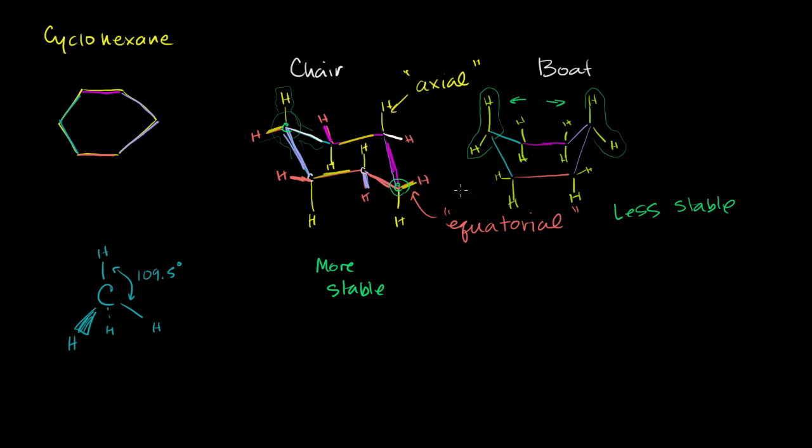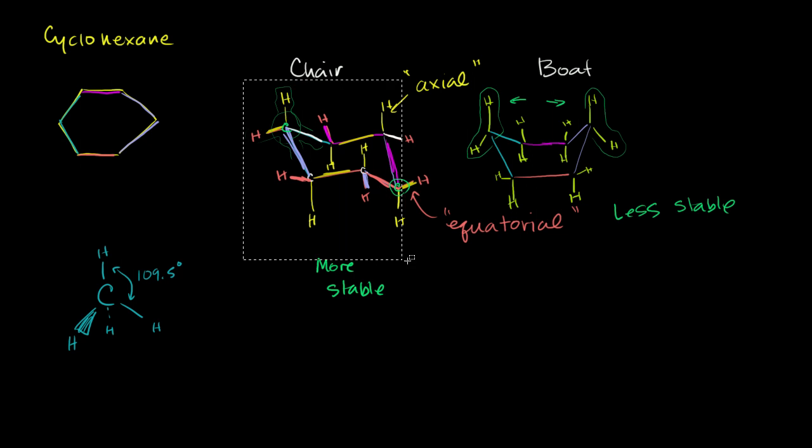So this is just a starting point of how to visualize cyclic hydrocarbons. And we'll use this information in the next video to think a little bit more about maybe the different chair configurations that a molecule could have and what could be more stable. In the case of just cyclohexane, the two chair configurations are equally stable. And let me just touch on that a second.